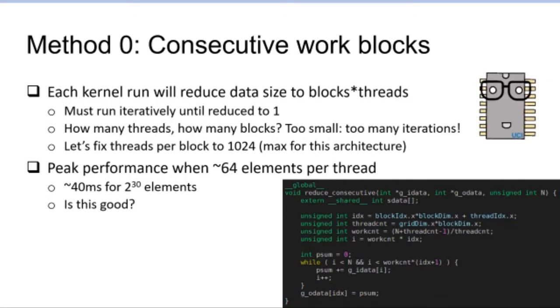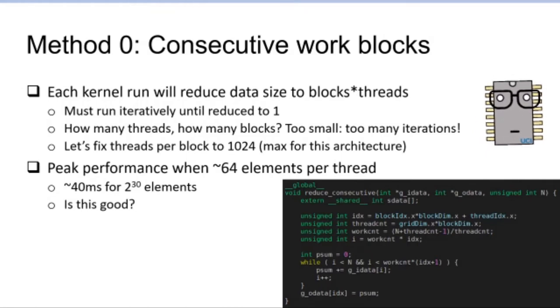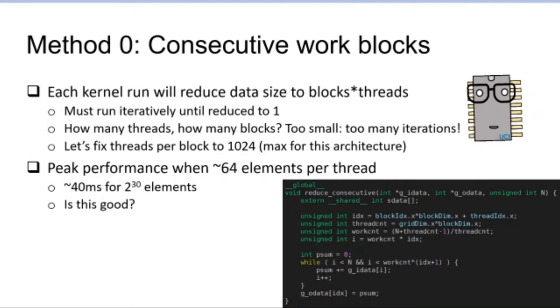And if we assign a chunk of work to each thread, after executing the kernel, each kernel execution will reduce the data size from n, which could be a very large number, to the total number of threads in the kernel. If we spawn 10 blocks, each with 1,000 threads, after running the kernel we will have reduced the n number of elements we want to reduce to 10,000. So that's pretty good. But we do need to run it iteratively because we still have 10,000 values we need to reduce.